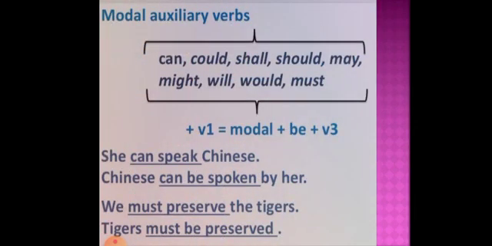Modal auxiliary verbs: can, could, shall, should, may, might, will, would, must plus V1 is equal to modal plus be plus V3. For example, she can speak Chinese. Chinese can be spoken by her. Can speak will be changed into can be spoken. Can plus be plus V3. Can be spoken by her.